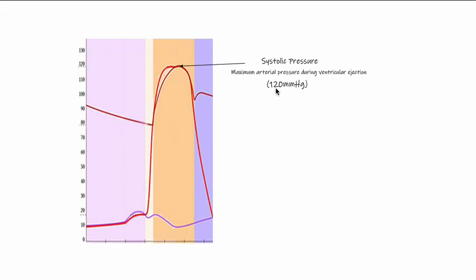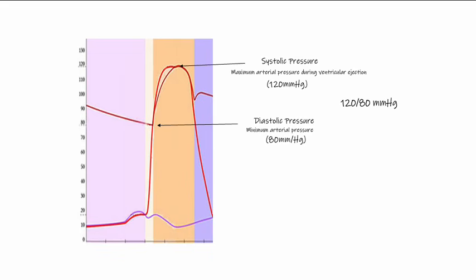Here we show this as being about 120 millimeters of mercury. Diastolic pressure is the lowest pressure in the aorta during the cardiac cycle, and we'll notice that that's going to be at this level, which will be about 80 millimeters of mercury. So typically when you go to the doctor and get your blood pressure checked, you'll see the blood pressure recorded in this fashion, which would be 120 over 80. That's the systolic pressure over the diastolic pressure.